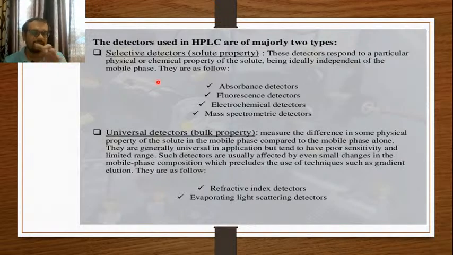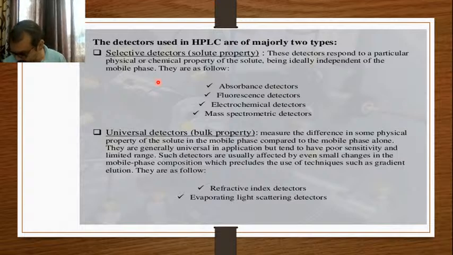Okay, being ideally independent of the mobile phase, no doubt about it. The second property of selective detectors is that it not only has its own single particular chemical or physical property, but its detection system is totally independent of the mobile phase. What is the composition of the mobile phase? What is the flow rate of the mobile phase? It does not affect them at all in case of a selective detector system, solute property detector system.